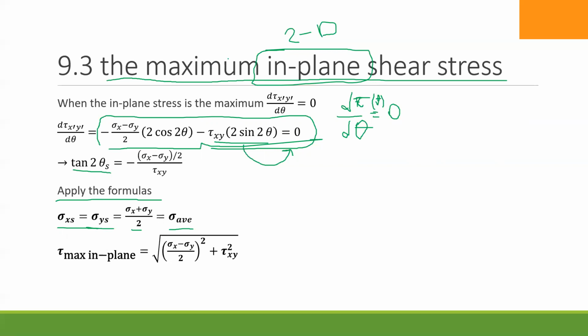Okay, so if I apply this system to the tau xy value in this orientation, tau maximum becomes the square root of sigma x minus sigma y divided by 2, squared, plus tau xy squared. So this is our formulation.